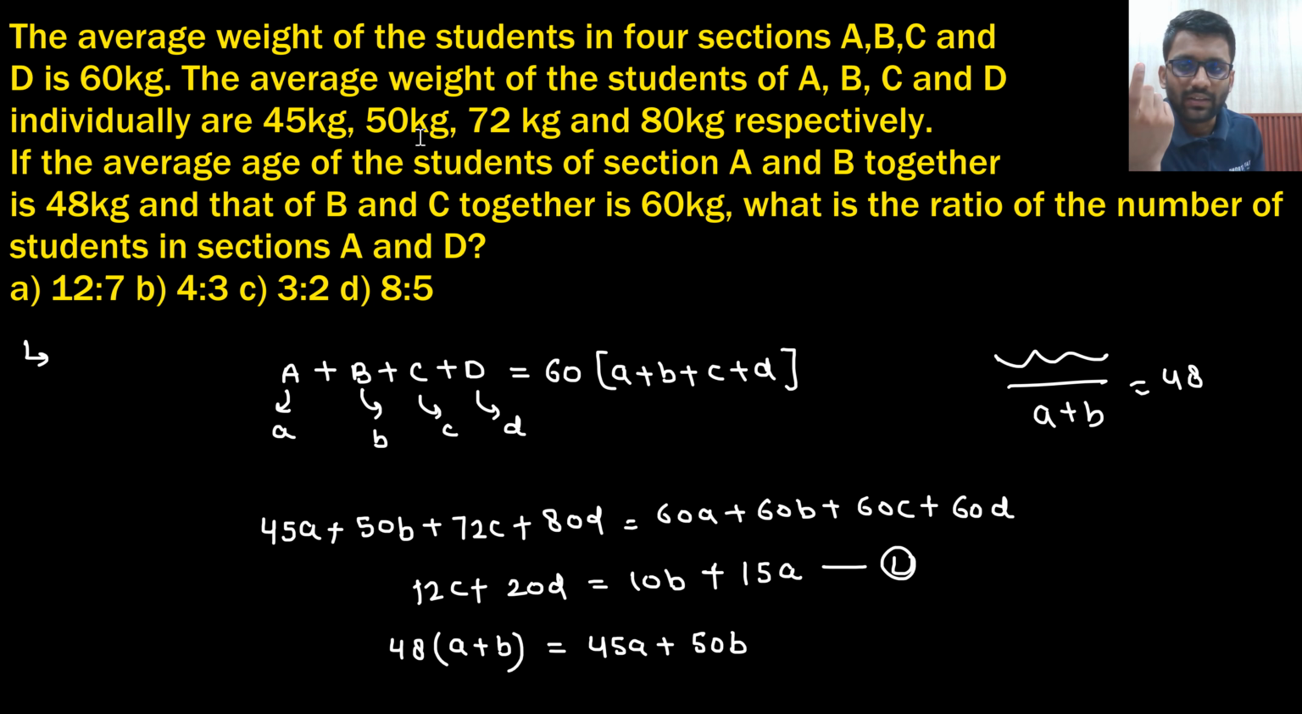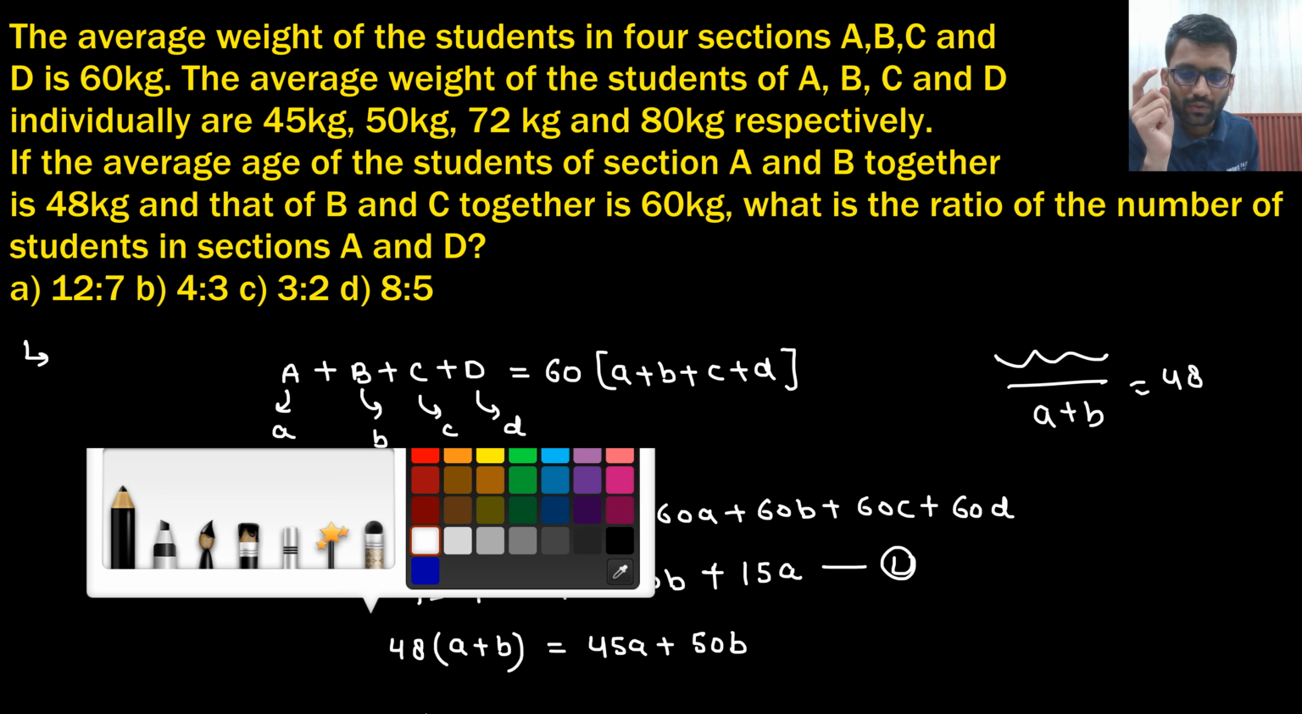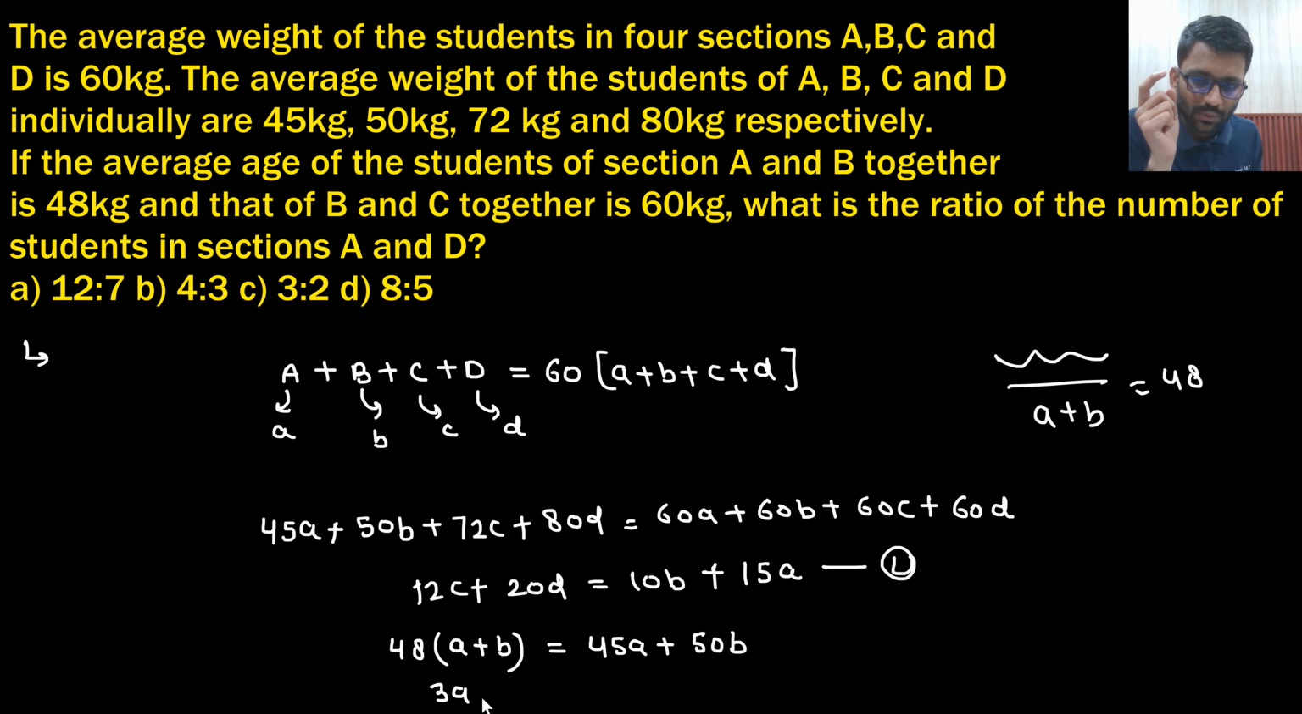Because they have already said that the average weight of the students of class A is 45. That means the total weight is 45A, and for B the total weight is 50B. That is equal to this one. So from here, what did I get to know? That my 3A is equal to 2B. 3A is equal to 2B.